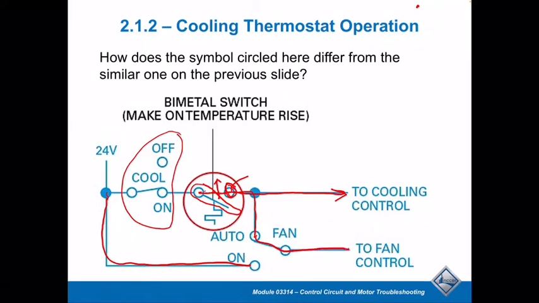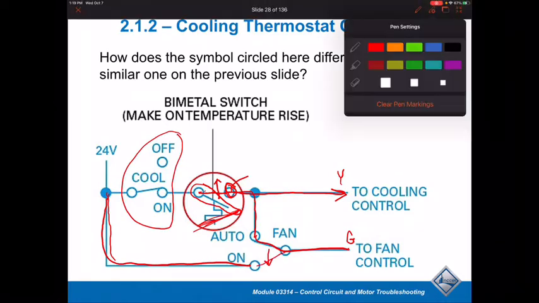Typically that would be going to a G terminal, and then the cooling side may be going to a Y setup. And then this setup here simply allows you to bypass the thermostat altogether. If you want to run the fan all the time, you just switch the fan from auto to on, and it basically completes the circuit and away you go. And that's typically how that would end up going.